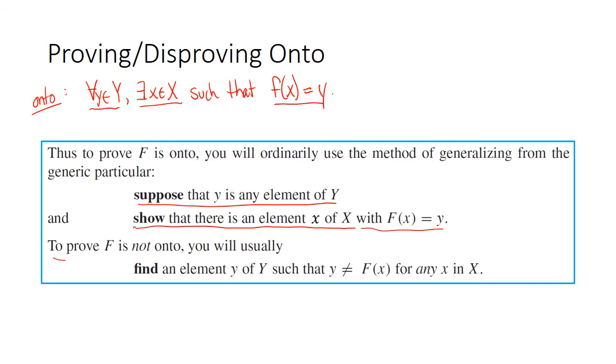And then to prove that f is not onto, what you're going to need to do is find some element of the codomain that is never reached by any element in the domain. In other words, an element little y in big Y such that little y does not equal f of x for any little x in big X. So an element of the codomain that is not the output for any possible input. Okay, so let's go ahead and do some examples.